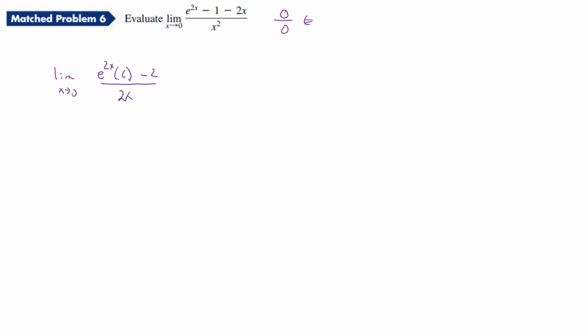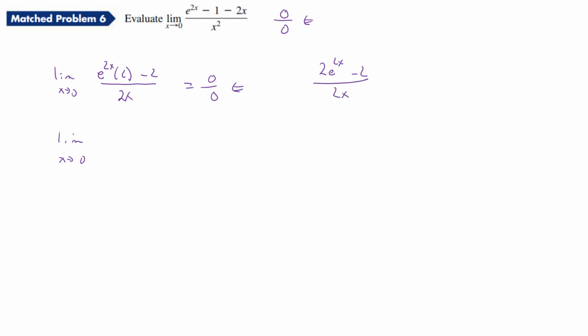Okay, so now what do we have? Well, now we have e to the 0, which is going to be 1, times 2 is 2, minus 2 is 0, and then 2 times 0 is 0. So we have the indeterminate form again. So guess what? We can take the derivative again. Now we're going to take the limit as x approaches 0 of the derivative of this. Well, if we need to, we can rewrite this as 2e to the 2x minus 2 over 2x. That way we can see what it is.